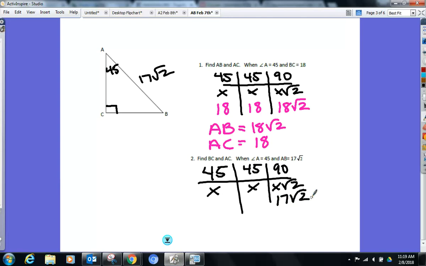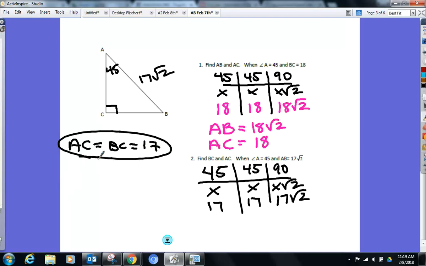Ooh, everyone see we're going backwards now. We're going backwards. What must have been the value of X here for me if I had 17 radical 2? 17. So both the sides across from the 45 are 17 and 17. So AC and BC both equal 17.